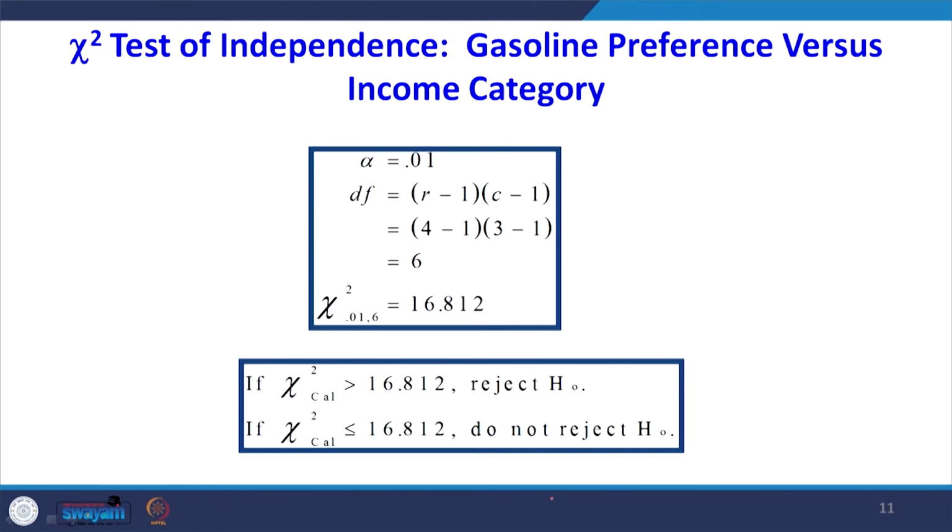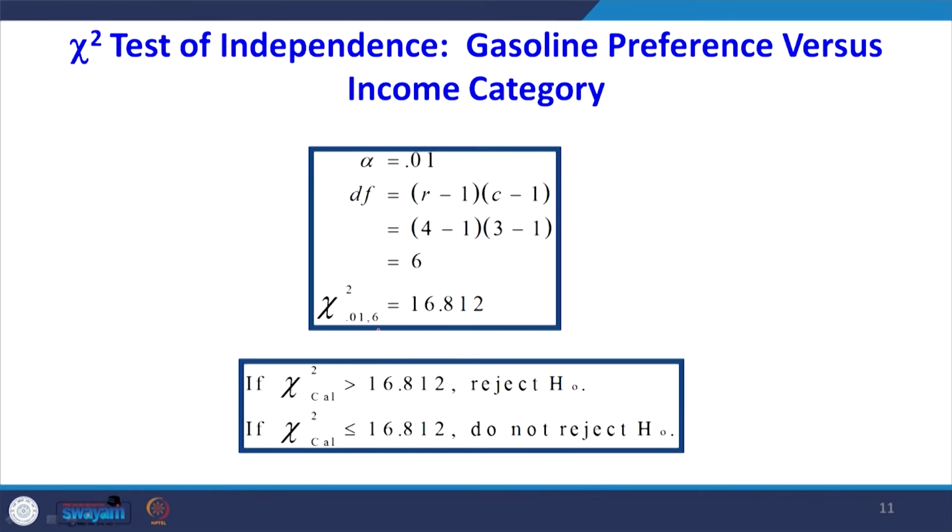First we will find out the degrees of freedom. Assume that alpha is 1%. The degrees of freedom is (rows minus 1) multiplied by (columns minus 1). There are 4 rows, so 4 minus 1 is 3. There are 3 columns, 3 minus 1 is 2. So 3 times 2 is 6.